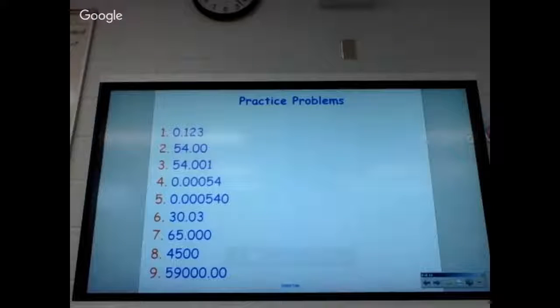Cameron? 4. Why did you say the zeros were significant? Because it's to the right. It's to the right. It's rule 6.